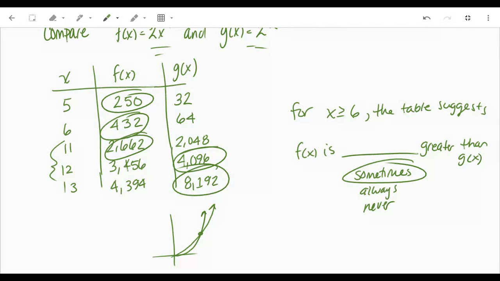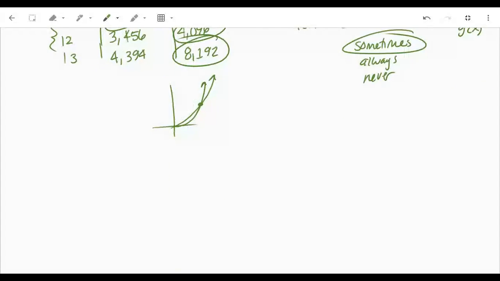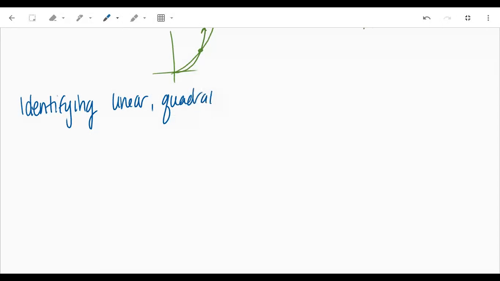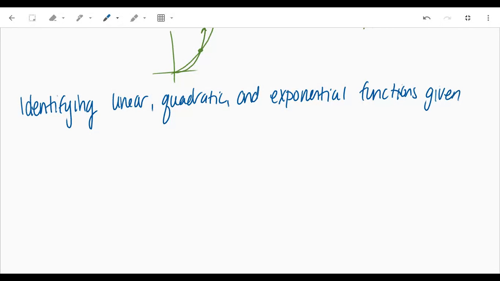The next one is identifying linear, quadratic, and exponential functions given ordered pairs.